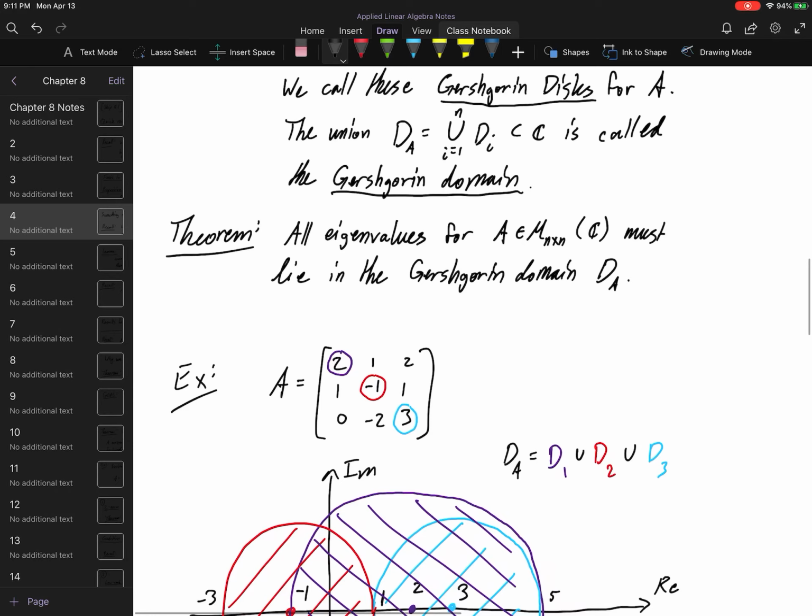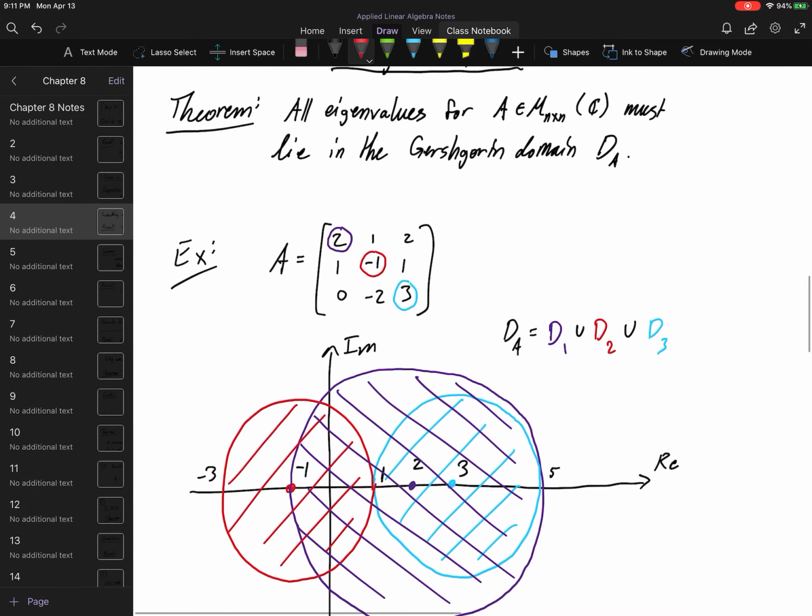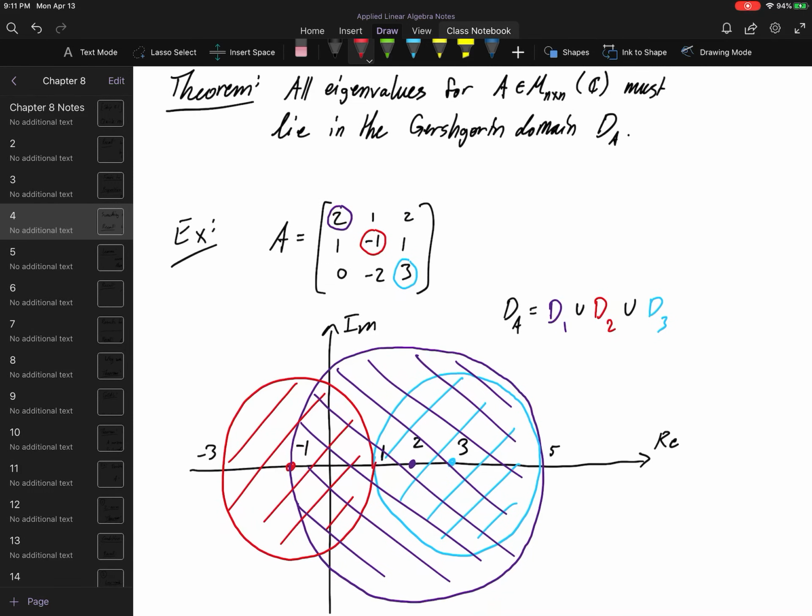And all eigenvalues for this matrix must live somewhere in the Gershgorin domain, and that is a major theorem for us. We're not going to prove it, but I am going to exemplify it here, show you why that might be the case, or try to convince you.